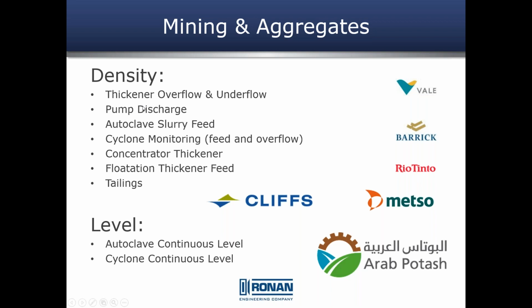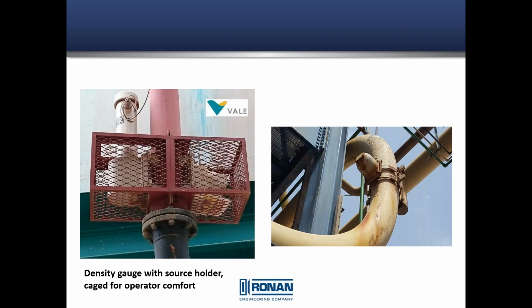In density, most very common customers want to measure percent solids or specific gravity of the slurry. So here are just a couple ideas of areas: the thickener, the pump, autoclave, the cyclone, the concentrator, flotation, and tailings. And then in mines, we also see level measurements on the autoclave and the cyclone. So here are some installation pictures to get you to start to think.